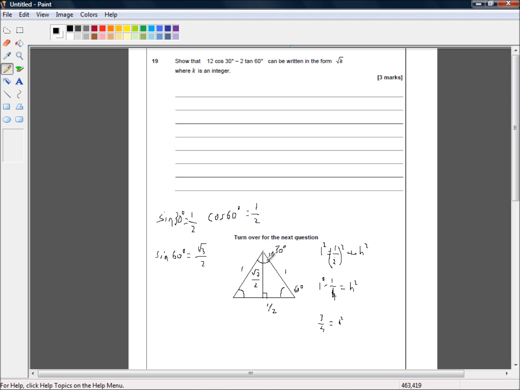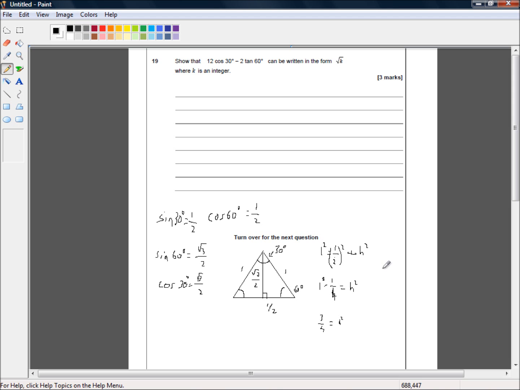And it gets better, because this can also be considered the adjacent of this angle. Adjacent over hypotenuse is cosine of theta. So the cosine of 30 degrees is root 3 over 2. So we can say cos 30 degrees is root 3 over 2. And lastly, what we can remember from our SOHCAHTOA is opposite over adjacent is equal to tan theta. So opposite is root 3 over 2 divided by 1/2 is tan 60 degrees.